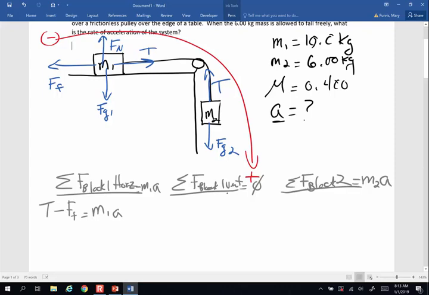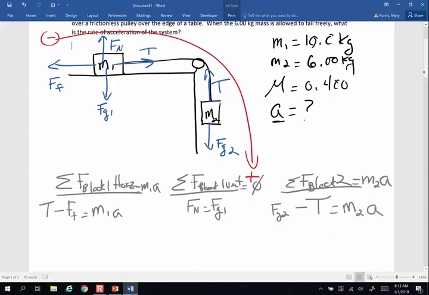Sum of the forces on block 1 vertically, well, normal force will be equal to the force of gravity on block 1. Sum of the forces on block 2, force of gravity 2 is in the positive direction, minus tension in the backwards direction is going to make mass number 2 accelerate.